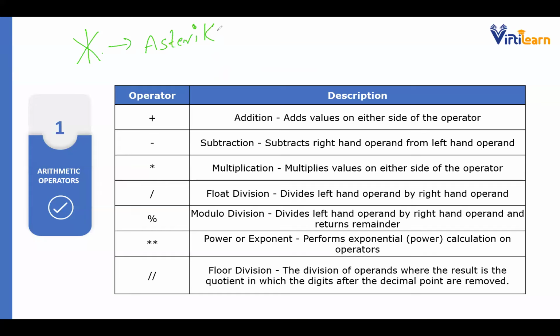Asterisk. Okay. And we have forward slash. You see, this is leaning forward, so we will call it forward slash. One single forward slash is for which type of division? Float division. What is float? Float means which has the fractional part, which has the decimal point. So it contains a fractional part.